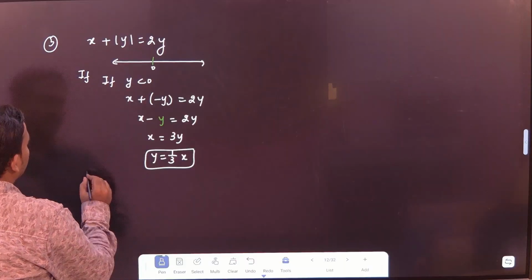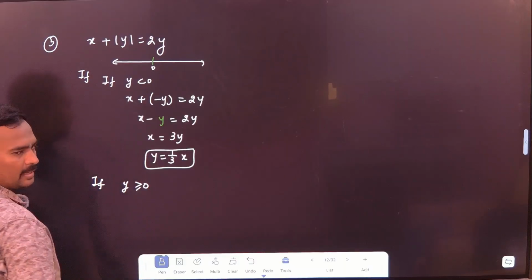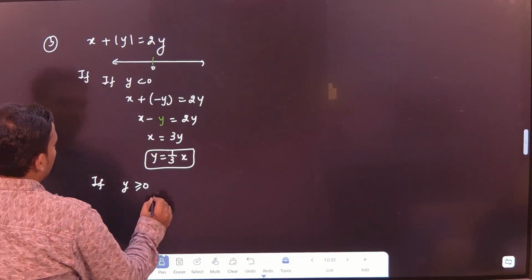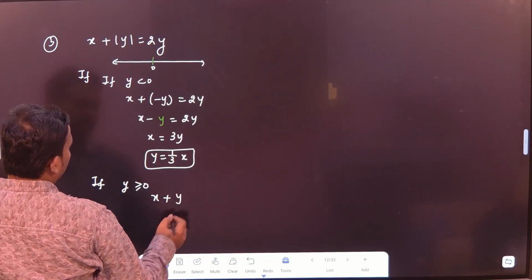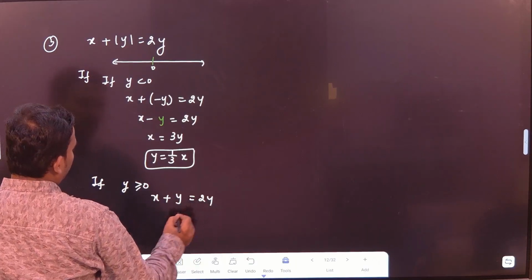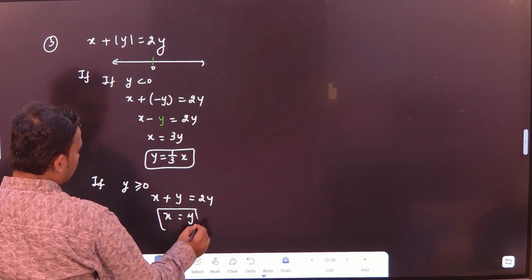Okay, suppose the next case, if y is greater than or equal to 0. In that case, you can see x plus mod y will be what? It is y only, so equal to 2y. So x is equal to 2y minus y, which is what? y. y is equal to x.